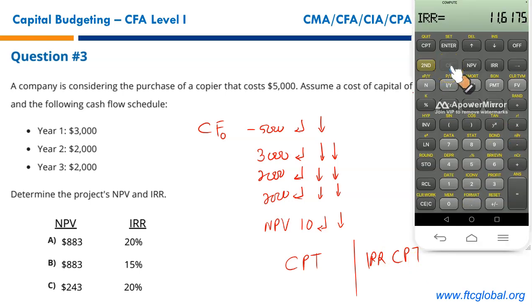First, you need to clear the table: CF, second, that's clear work. Now the system is back to 0. You need to press CF, this is already pressed. You need to write 5000. Since it's an initial outflow, you need to press the negative sign. Press the enter key, then press the down arrow key.